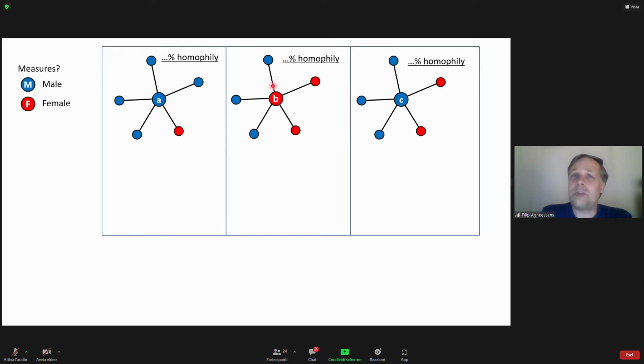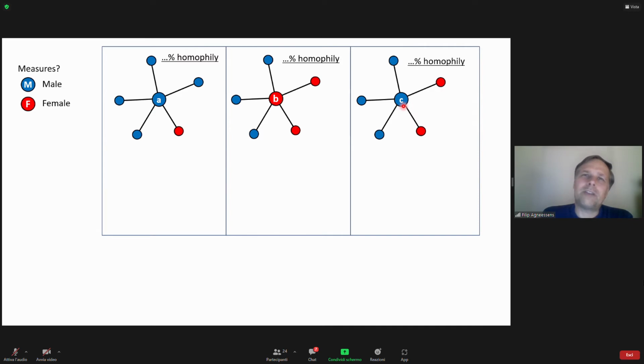So now it's a female. Aha. So we count this as homophily. So there's 2 homophilous ties and 3 non-homophilous ties. So that gives us 40%, right? And here, that's a male surrounded by 3 males and 2 females. So that's 3 out of 5, which is 60%. Is that okay? I think that's quite clear.